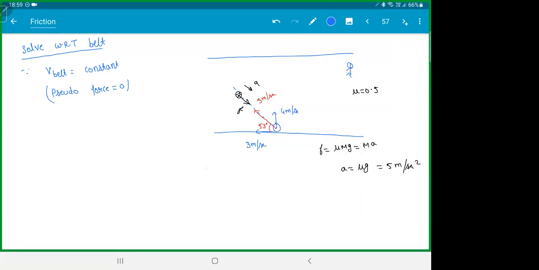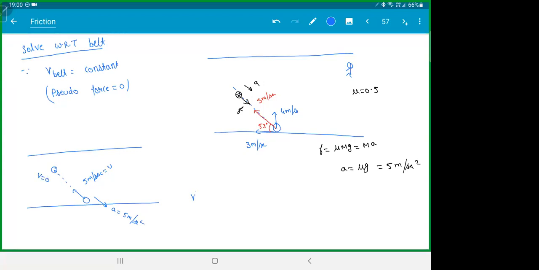So this is the whole scenario there. We have a coin going with a speed of 5 meters per second. This is your initial speed. It has an acceleration a, which is 5 meters per second squared. This will go till here and stop. With respect to the belt, v is 0.